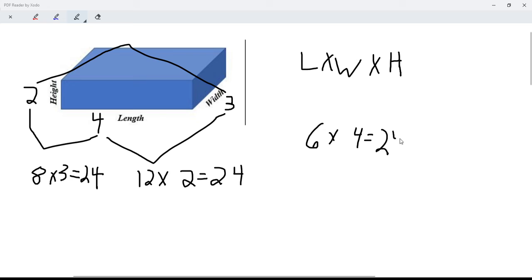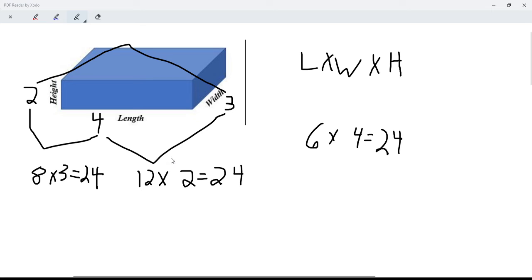equals 24. I believe this is the commutative property of multiplication, and it also works for addition, right? If you were adding three numbers, it doesn't matter what order it is. So just keep that in mind. Sometimes, especially when these numbers get bigger, it can be easier to multiply the numbers in a certain order. But it doesn't really matter, because as long as you multiply them correctly, you will get the same answer.